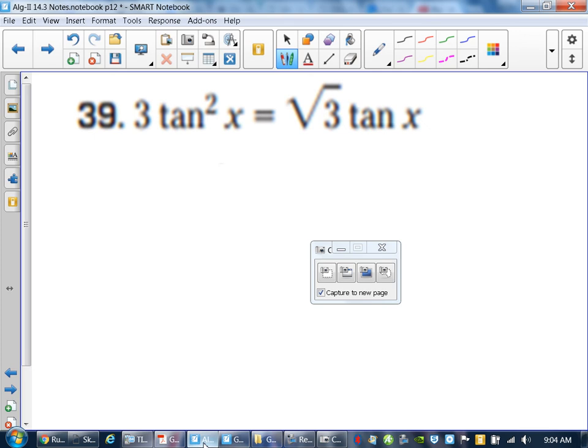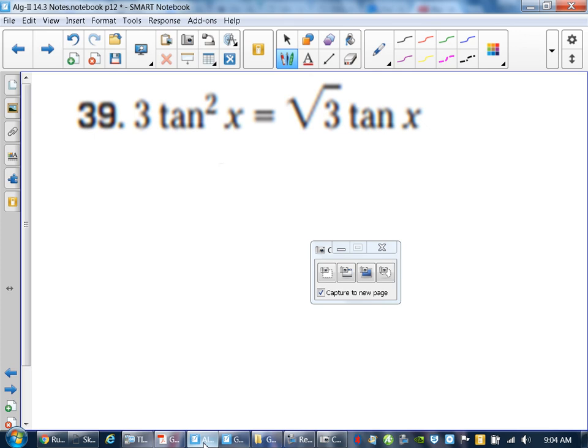If I look at 39, I have 3 tangent squared x equals root 3 tangent x. What do you think you want to do first? What should we do first? Can't divide. If you divide by tangent, you eliminate a possible solution.